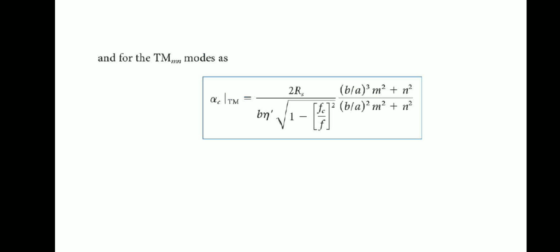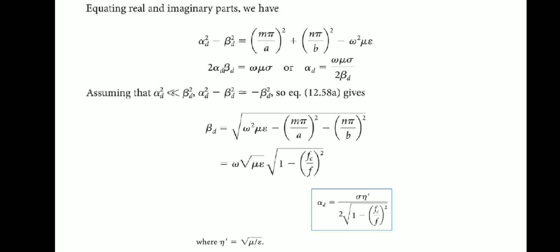Similarly, the TM mode we can write as 2Rs by b eta dash root of 1 minus (fc by f) whole square, into (b by a) whole cube m square plus n square divided by (b by a) whole square m square plus n square. So these are the two power losses that happen in a waveguide, that is, power loss due to imperfect dielectric and power loss due to imperfect conductor.